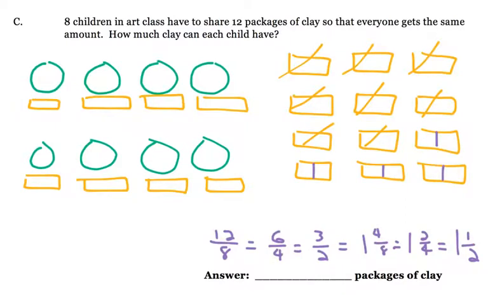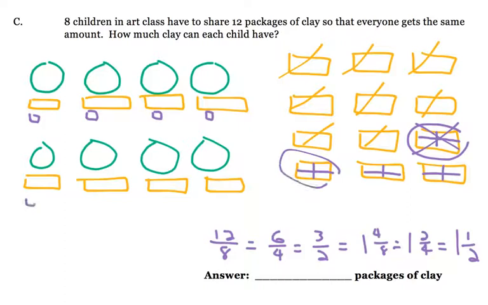Now, another possible answer would have been to break each block of clay into 4 parts. So I'm not going to make halves, I'm going to make fourths. And now, let's do it one piece at a time. The first block of clay, we got a fourth, a fourth, a fourth, and a fourth. So that one's done. The second one, we got a fourth, a fourth, a fourth, and a fourth. Keep on going. Another 4/4 for this block of clay, and another 4/4 for this block of clay.